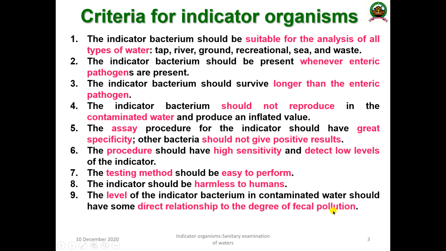The level of indicator bacterium in contaminated water should have some direct relationship to the degree of pollution, especially fecal pollution. So the concentration of indicator microorganism per 100 ml of water should have a direct relationship with the pollution, especially bacterial pollution present in the water. Those bacteria that have all these features are known as indicator bacteria.